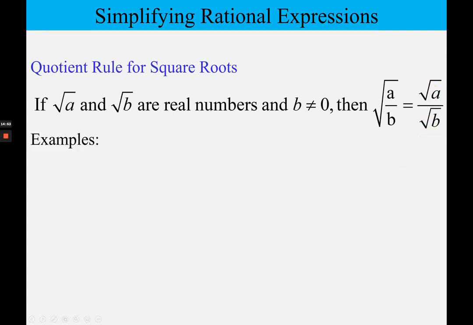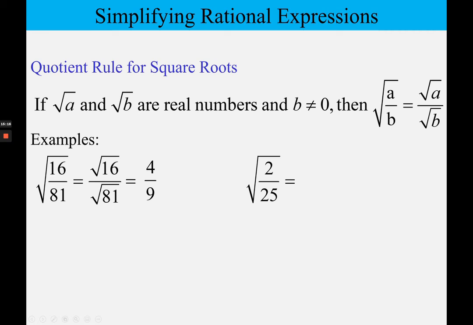How do you apply the property? So if you have the square root of the expression 16 over 81, you can just separate them: square root of 16 over square root of 81. Square root of 16 is 4. Square root of 81 is 9. That's the quotient rule, if in case you encounter the square root of a fraction.